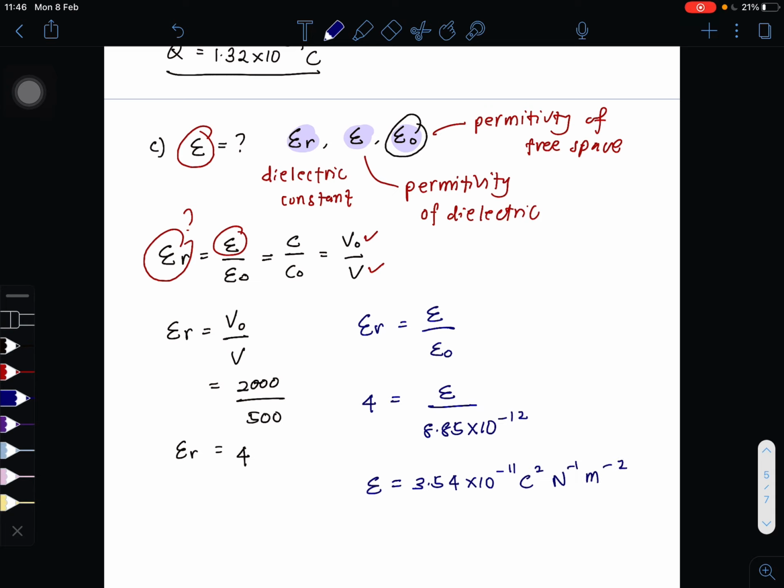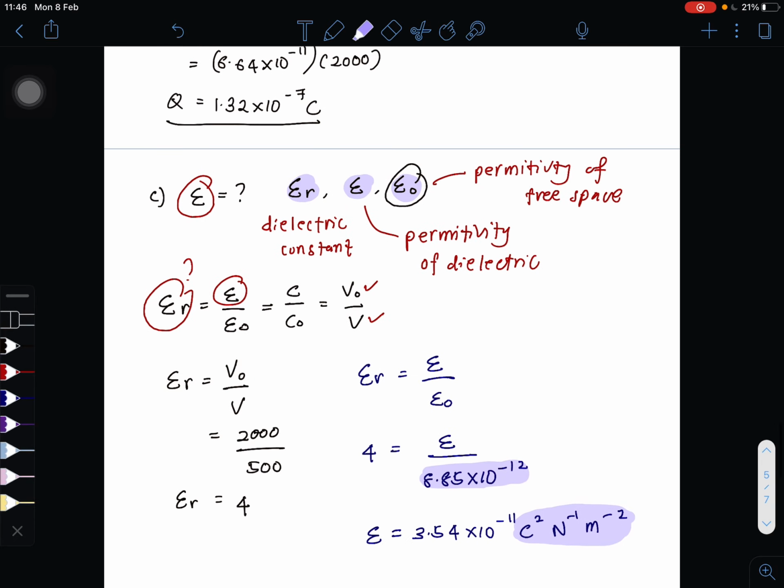You must write the unit here. If you don't remember the unit, you can just look at the list of constants, because it is the same as epsilon naught. So that will be for question C.